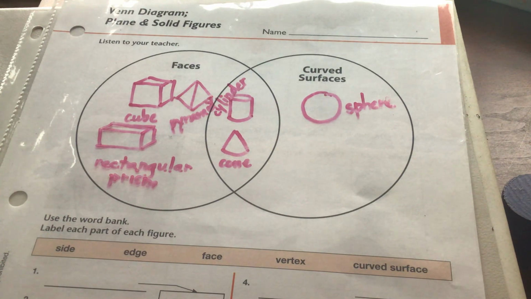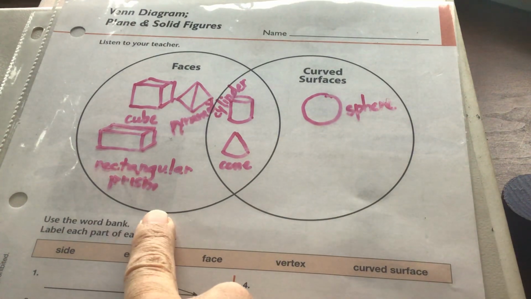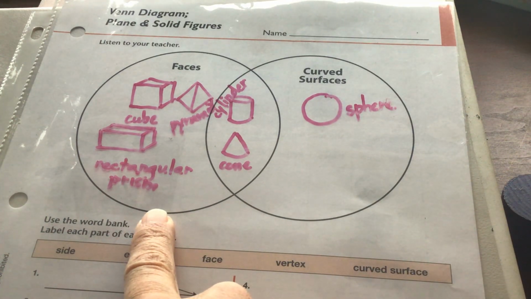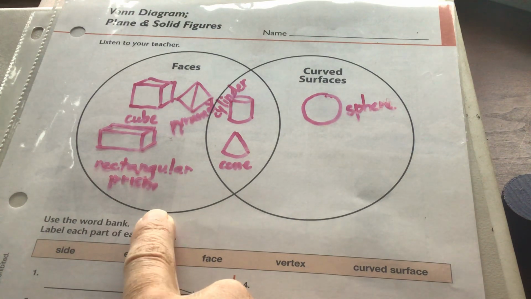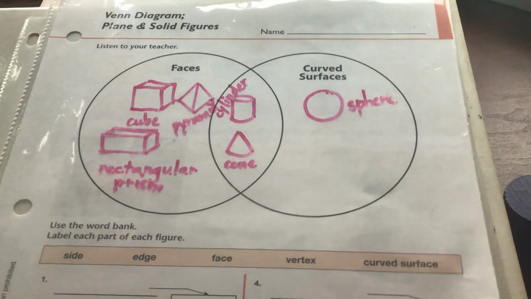All right, so hopefully this clarified things. Really, the whole point of this Venn diagram is for you to see that cylinders and cones have faces and curved surfaces. So they do have some things in common with the sphere and with the other solid figures that have faces and edges. So just some things to help you understand those shapes a little better. I hope that clears it up, since some of you weren't sure what to do there. Let's go down to the bottom.